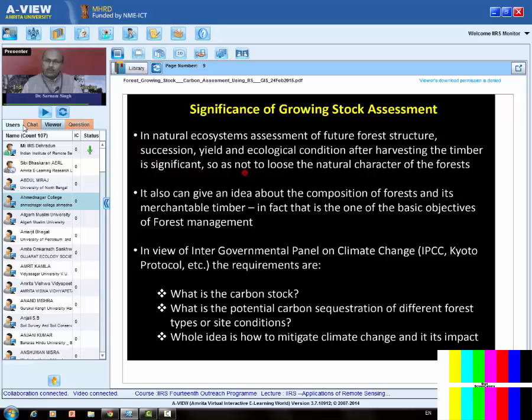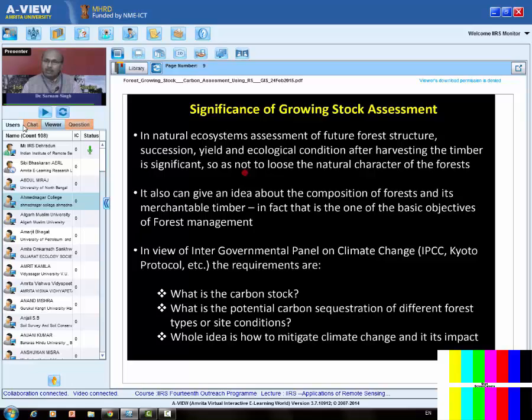It can also give the idea about the composition of the forest and its marginal timber. That means, in fact, we should know how much of the growing stock is available, and that is what we would like to have. That is the basic objective of forest management, and to do the inventory and to get the information on these aspects.